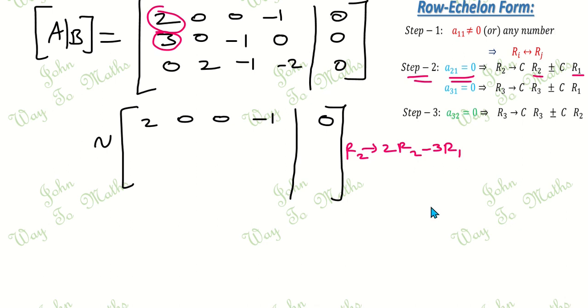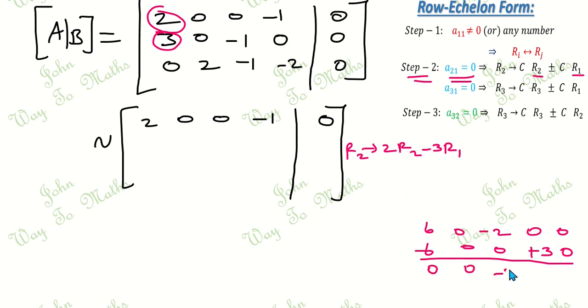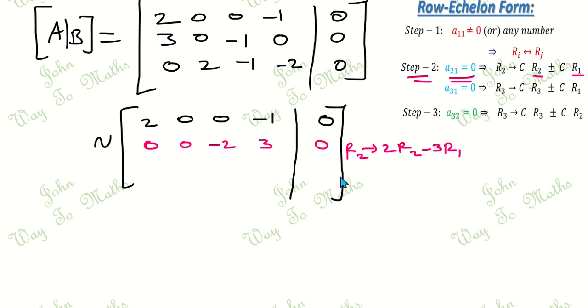So if we multiply row 2 by 2, we get 6 0 minus 2 0 0. If we multiply row 1 by 3, we get 6 0 0 minus 3 then 0. So multiplying the second row by minus, minus minus becomes plus here. So I'm going to minimize. 6 minus 6 becomes 0, here 0. So minus 2 plus 3. So this value I'm going to enter here: 0 0 minus 2 plus 3 and then 0.